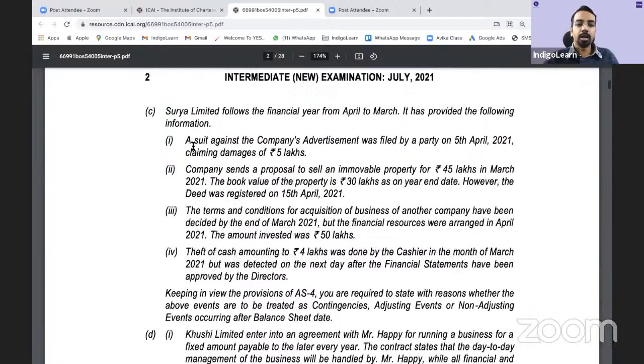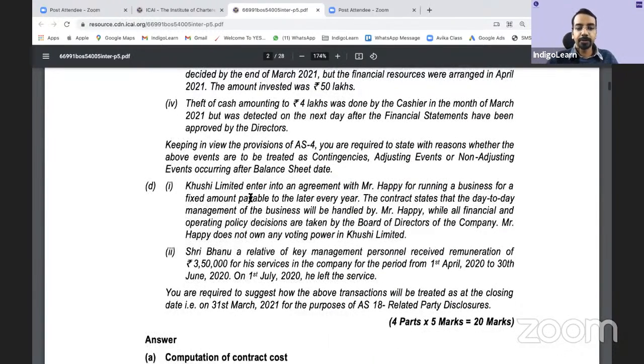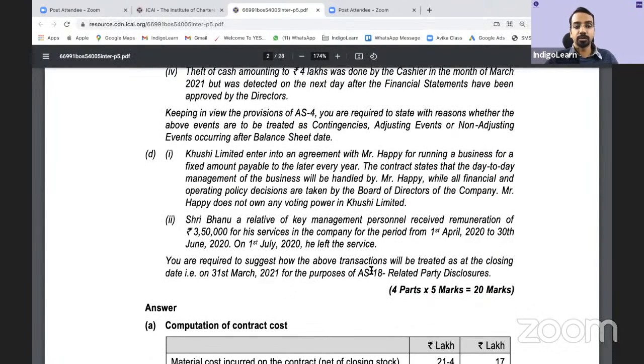Now on AS4, again, there are these 4 questions for 5 marks. Keeping in view the provisions of AS4, in each case you have to decide. So look at the case, apply the principle, and try to get a conclusion. I will cover AS 18 also. That also will be covered.